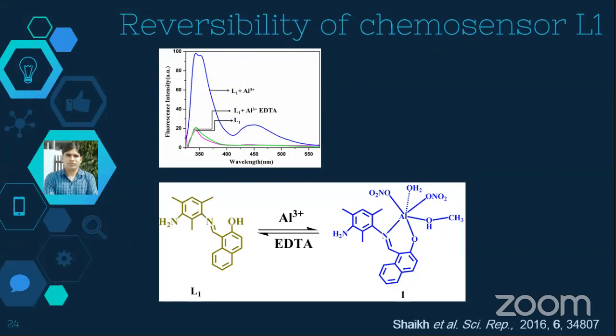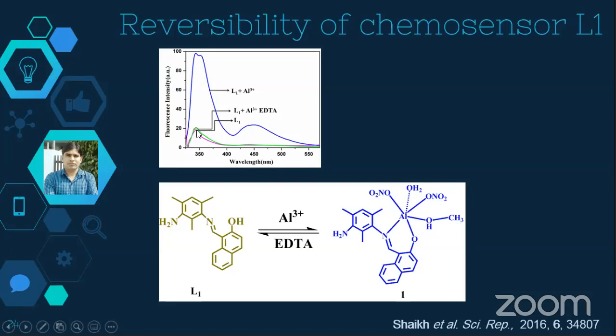Another important aspect for any sensor is the reversibility of the chemosensor, whether it is reversible in nature or not. Because if it is not reversible, then there is no point of having a sensor for us. So it should be reversible. Of course, it should be turned on and off. So we did this example by using a simple EDTA. You have the purple line, the pink line. What you see here is your ligand fluorescence.